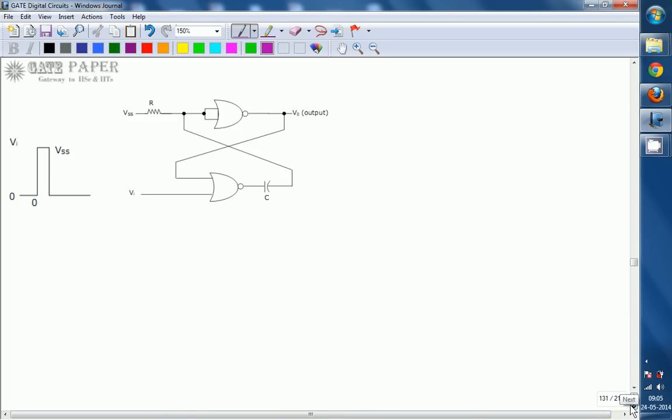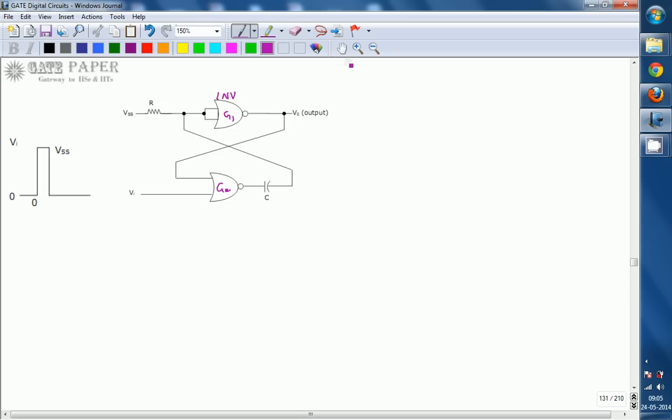So this is the circuit diagram given, and this is the trigger pulse. Vi is nothing but a trigger pulse that we are going to apply to the gate 2 input. This is gate 2 and this is gate 1. Both are CMOS gates, and gate 1 is going to act as an inverter or NOT gate. Just now we have seen.